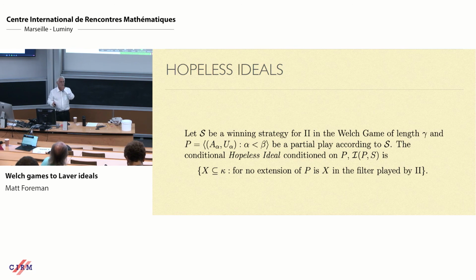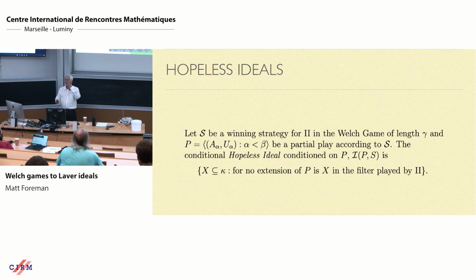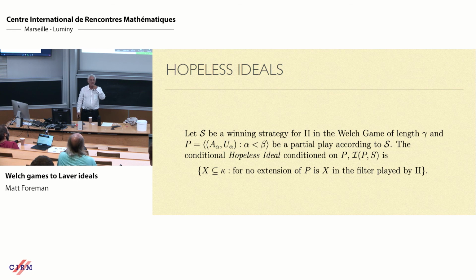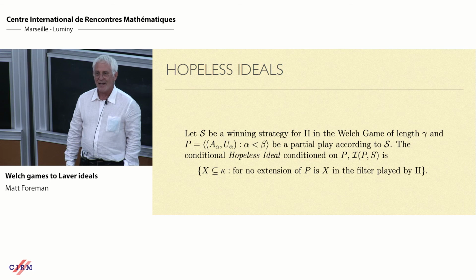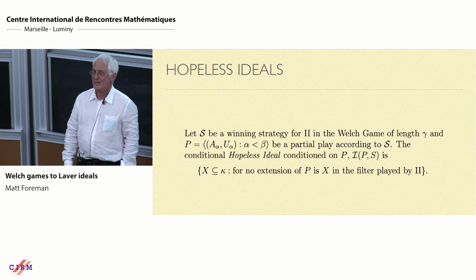Okay, now we get to politics. You can't keep politics out of anything anymore. These are hopeless ideals. Now, let S be a winning strategy for player 2 in the Welch game of length gamma, and you take a position P. Suppose you're a subset of kappa, and you haven't been in any of the ultrafilters, and your complement hasn't been in any of the ultrafilters, and you still think of being in the ultrafilters as making it to the 1%, the wealthiest 1% of your country. Okay? And so far, you're still somewhere in the middle.